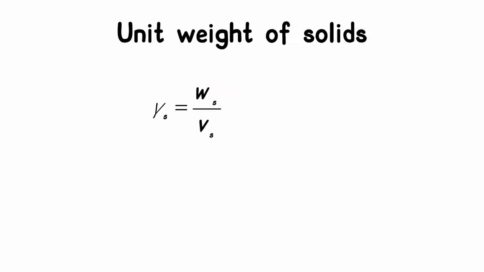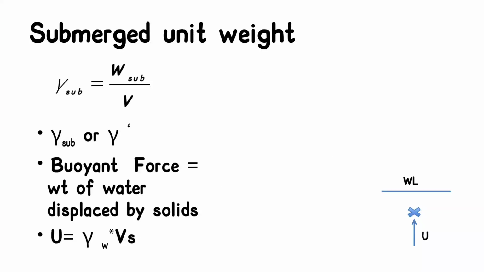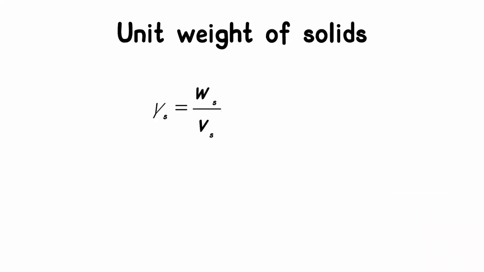Now, unit weight of solids. Before, you had the dry unit weight, submerged unit weight, saturated unit weight, etc. So now you will be having the unit weight of solids. Unit weight of solid is expressed as gamma S is equal to Ws divided by Vs. That is, you are only taking the solid soil particles. So gamma S is equal to the weight of the solids divided by the volume of solids.